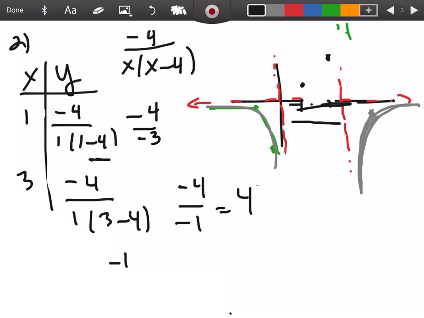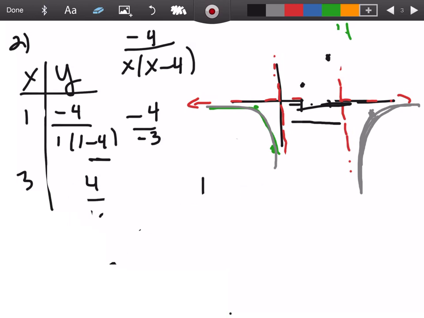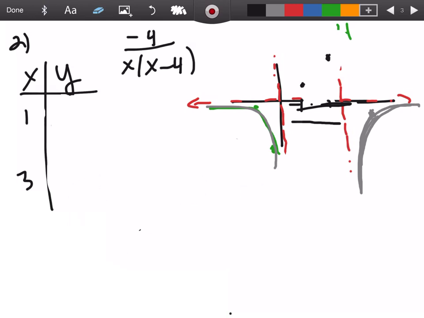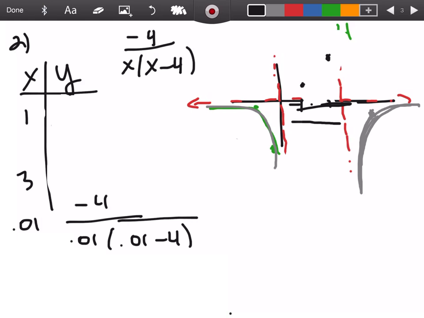Okay, let's get closer. Let's get in that fractional zone and see what happens. So let's just get a little bit to the right of 0. Let's go to 0.01. So I have negative 4, 0.01, 0.01 minus 4 is going to be a negative 3.99.